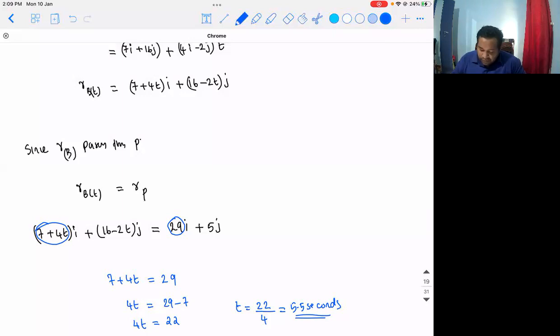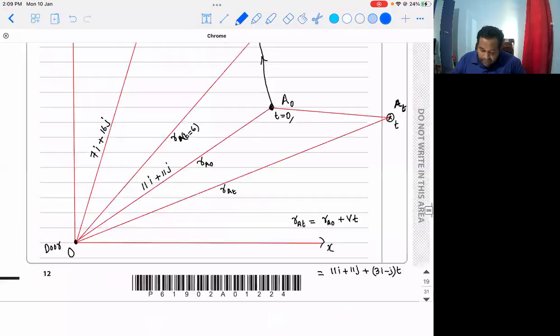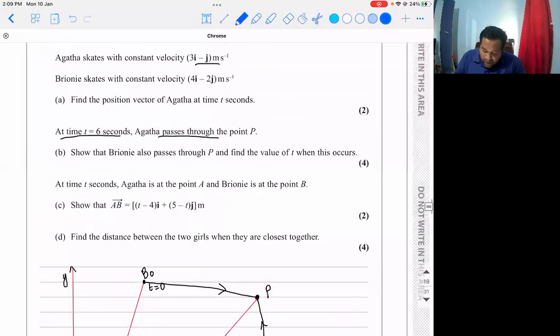So that is the answer for which question? The B question: find the value of t when this occurs. So this happened at 5.5 seconds. Now, at time t seconds, Agatha is at a point A and Brioni is at the point B. Show that AB is equal to (t - 4)i + (5 - t)j.